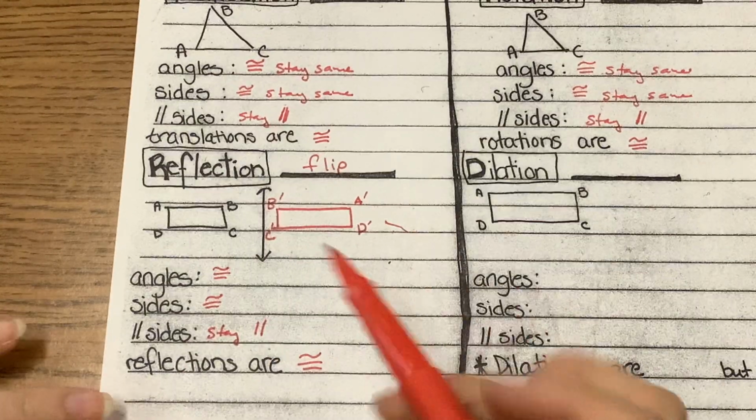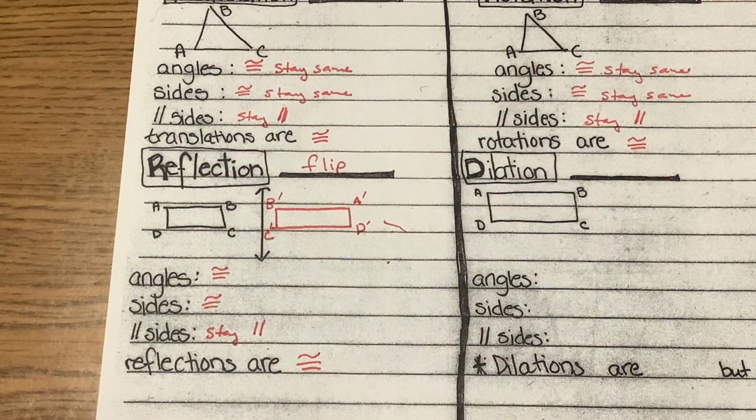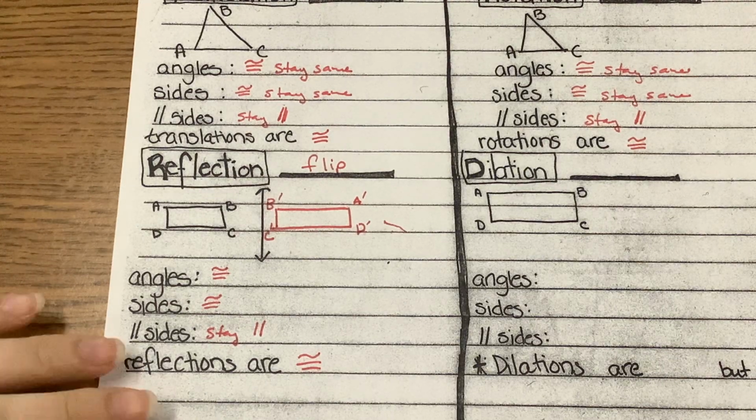So these three terms, translation, rotation, reflection, they're all what we would say are congruent. They all preserve the angles and their sides. Dilation is a little different. A dilation makes it bigger or smaller.